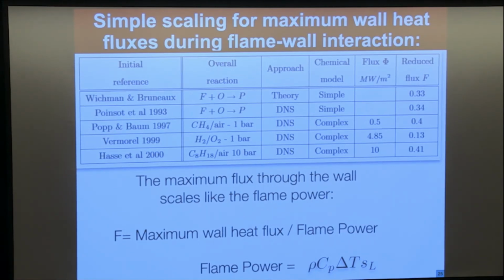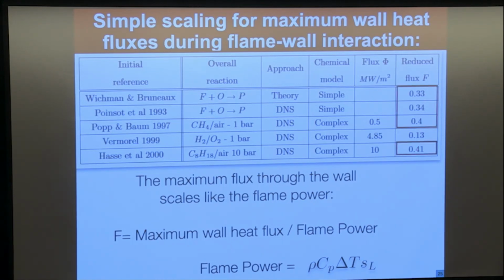One very nice thing about flame-wall interaction is that we have theoretical results, which we can easily match with simulations and experiments. They tell you the following thing. If you compute the flame power, which is just rho Cp delta T multiplied by SL, the amount of flux that the flame can generate, and you normalize the maximum wall heat flux by that, you find almost always the same thing, except for hydrogen: about 0.3 something.